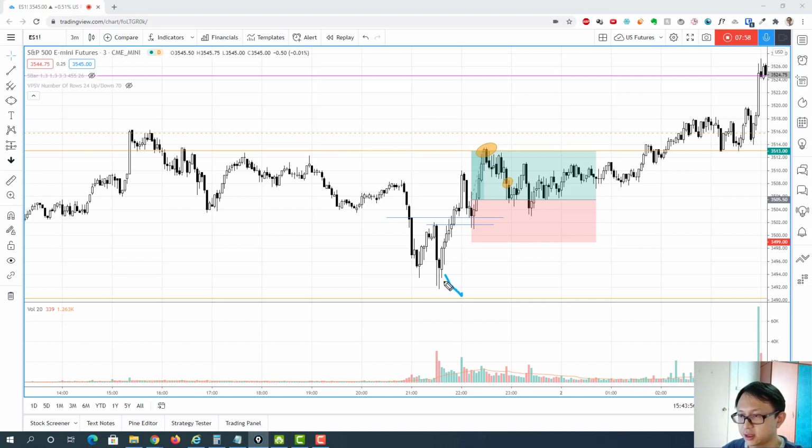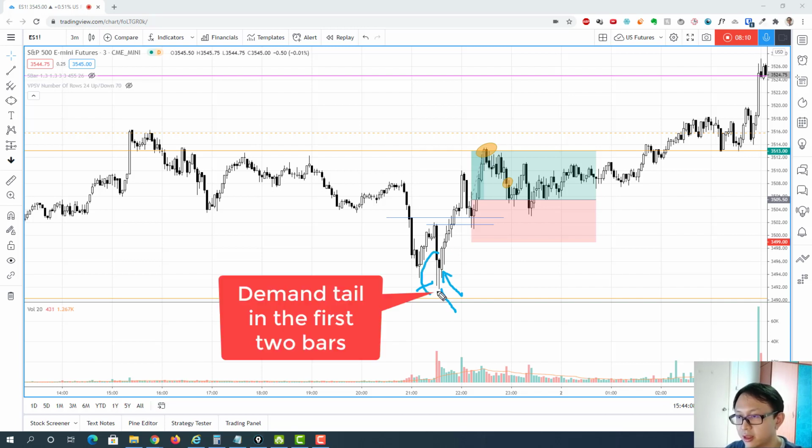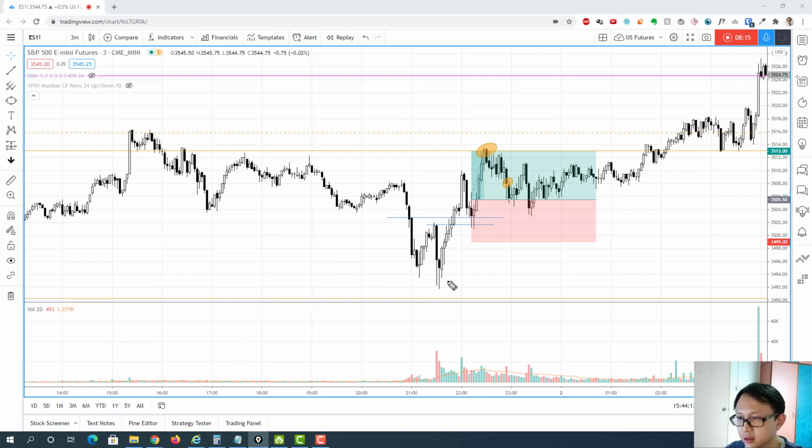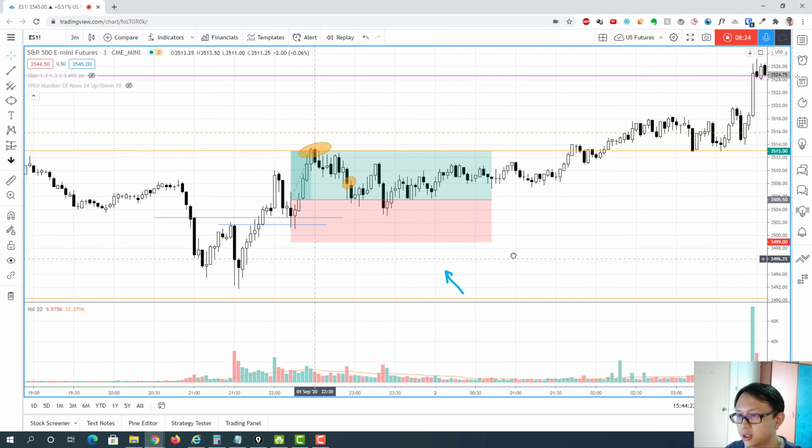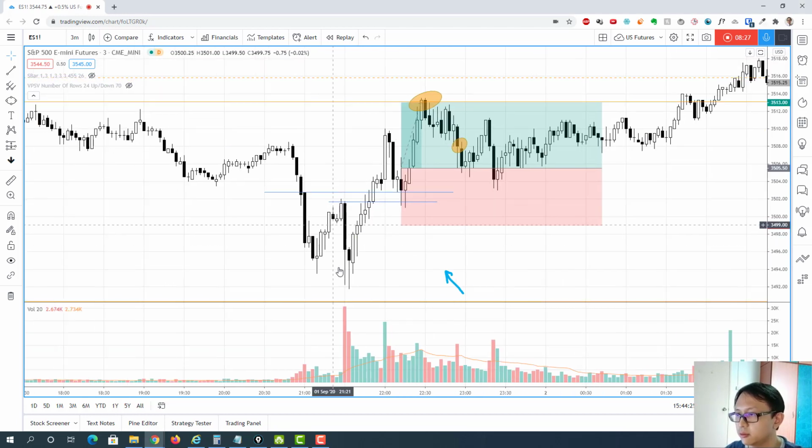should I just enter right after this bar, this bullish bar? So definitely we see a demand tail in the first bar. The second bar also has a demand tail. Definitely these two bars present some demand presence, and the third bar actually gives some kind of confirmation of a reversal. So indeed we have seen this up move.